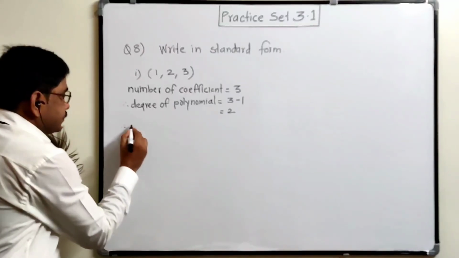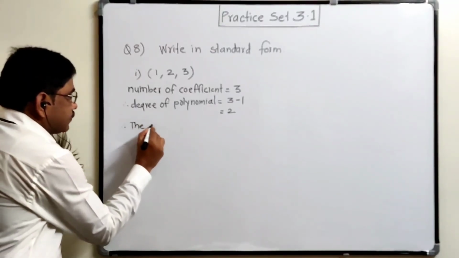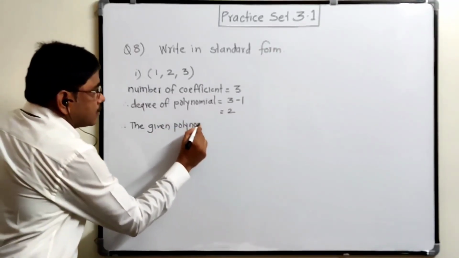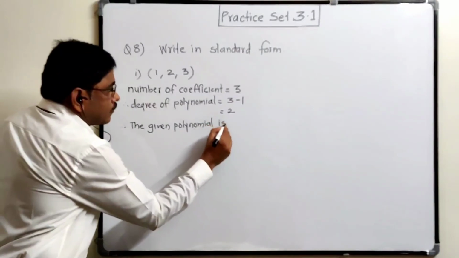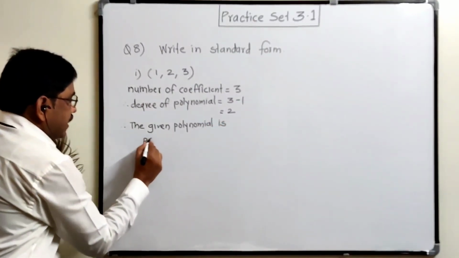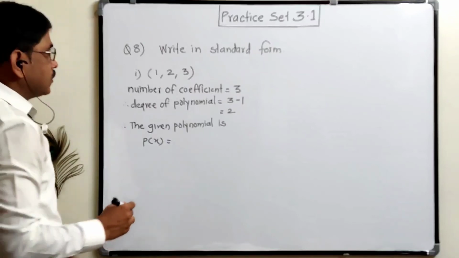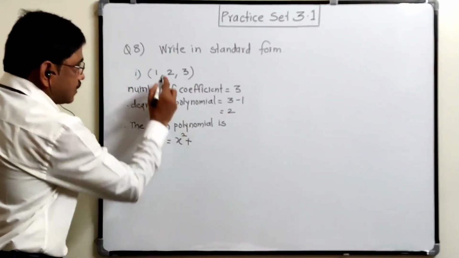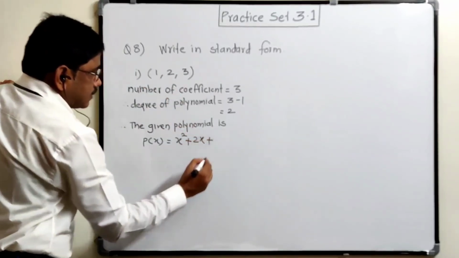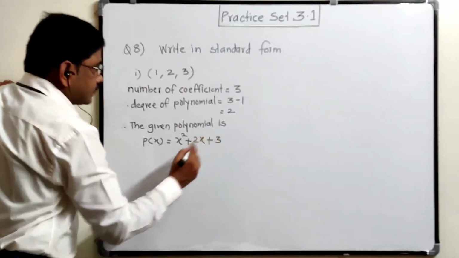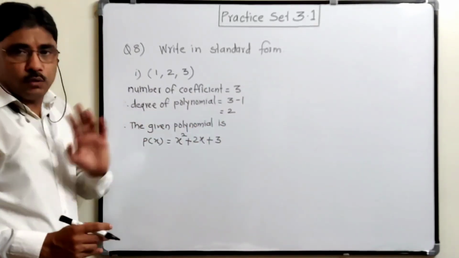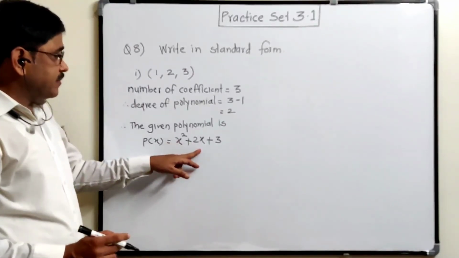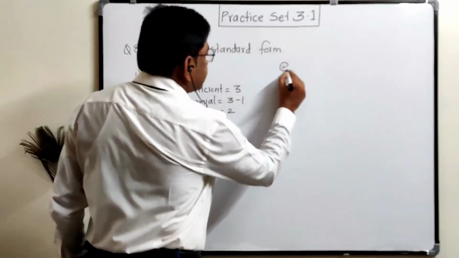Therefore the given polynomial is px. If we write in variable x, then 1, the degree is 2 means x square, 1x square plus 2x plus 3. The powers are 2, 1, 0. So here the coefficient is 1, here the coefficient is 2, here the coefficient is 3.